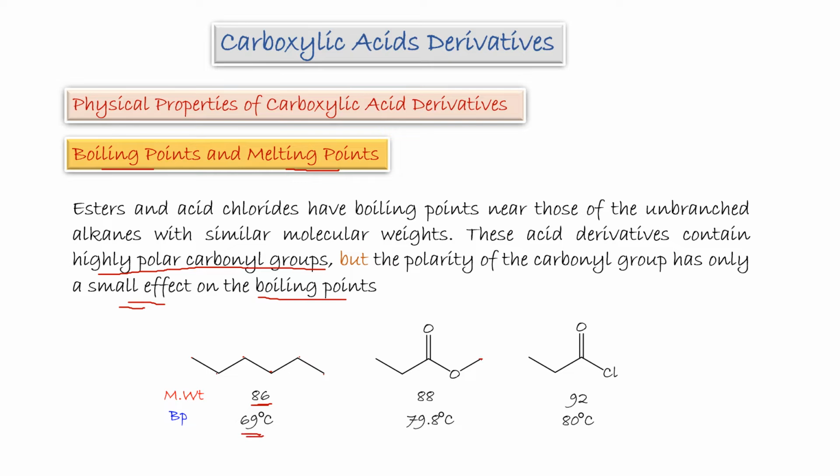When we look at methyl propanoate, the molecular weight is very similar, 88, and again the boiling point is similar, 79. Propanoyl chloride, molecular weight 92, and the boiling point 80. There is not much difference.